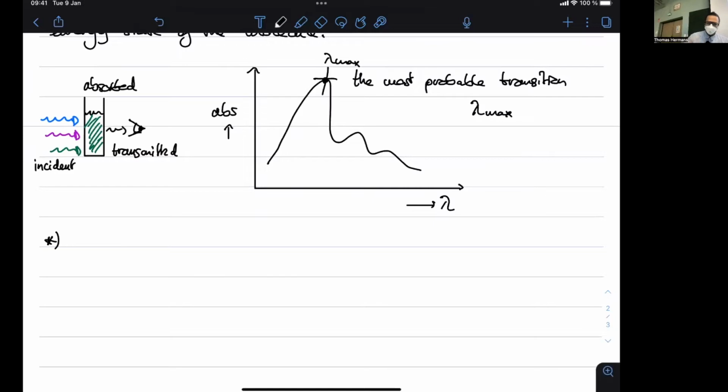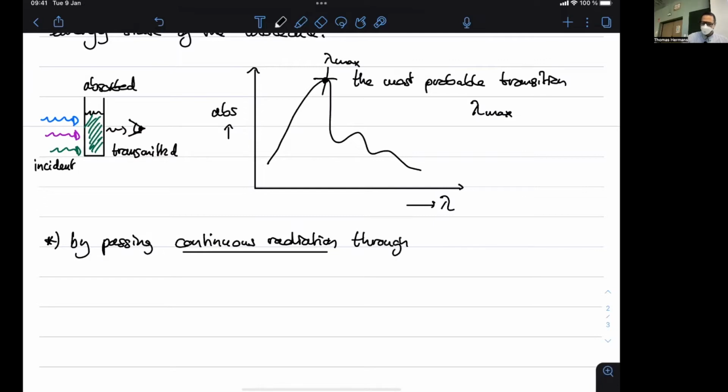So let's say that in words a little bit. By passing continuous radiation, radiation in this case is light, through a transparent material or a solution, right? Usually solution. A portion of light is absorbed.